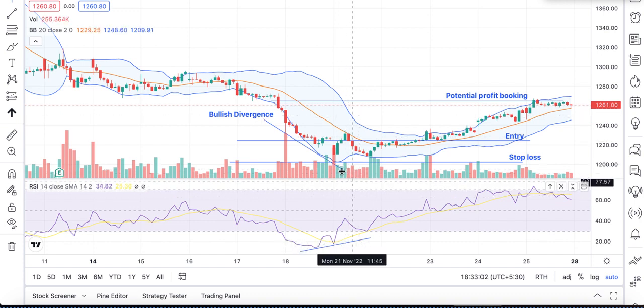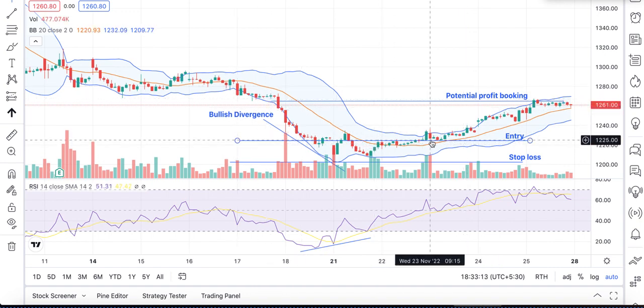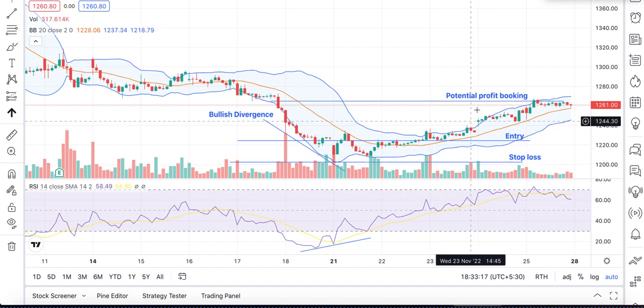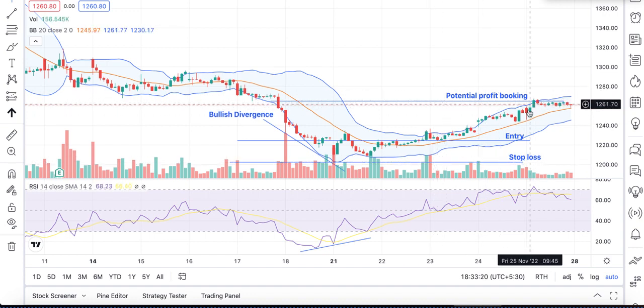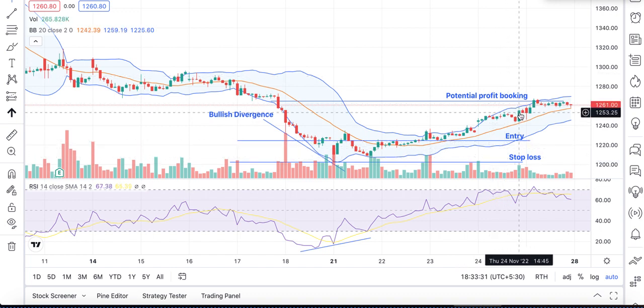Now this is not exactly the point you take entry. How you take entry is very simple. You wait for the price to recover and wait for a closing above the mid band. Once the stock closes above the mid band is when you take the entry, keeping the lower price band as your stop loss and keeping the upper range as your profit booking zone. Profit booking zone, generally you keep from a 1:2 reward ratio. So if your stop loss is around 1%, you can keep around 2% as the first profit taking opportunity.